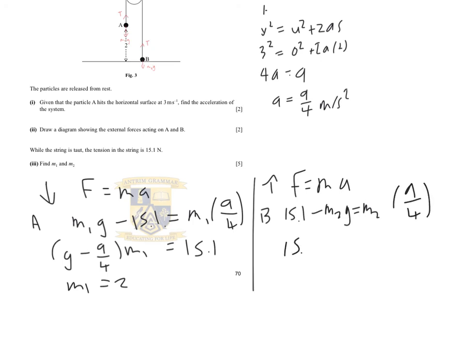I'm going to leave the 15.1 on the left hand side. On the right hand side we'd have m2. We'd have two terms with it, the g and the 9/4. So if we rearrange to get m2, it would be equal to 15.1 divided by 9.8 plus 9/4. And that gives you 1.25 to 3 significant figures. Both of those answers would be in kilograms.